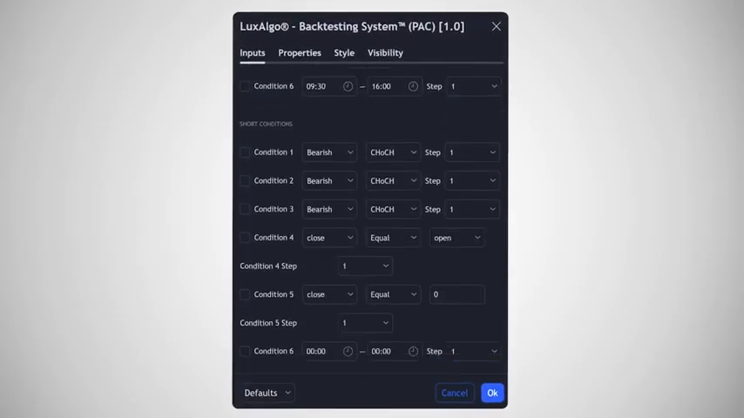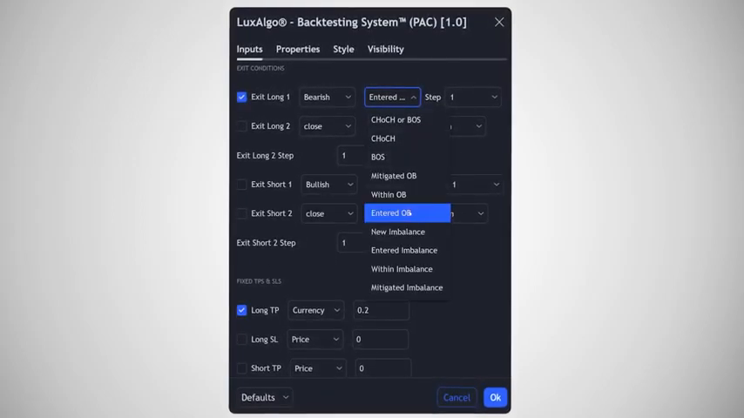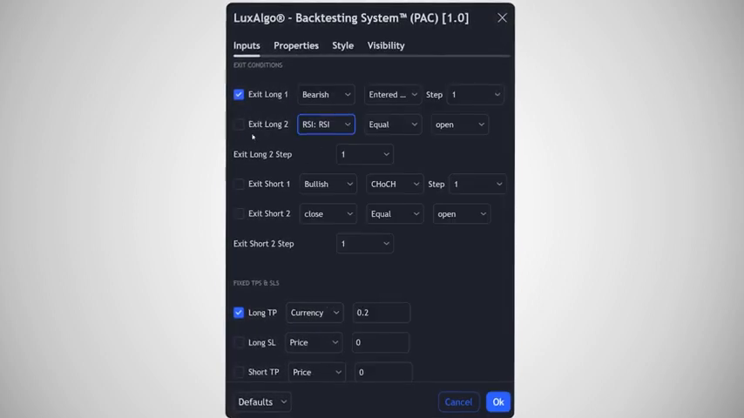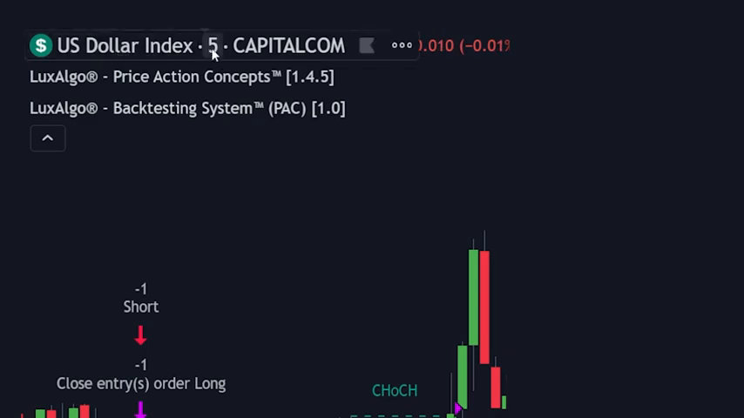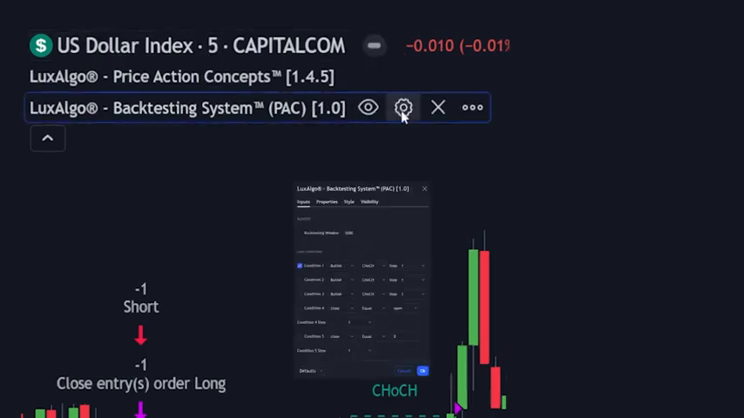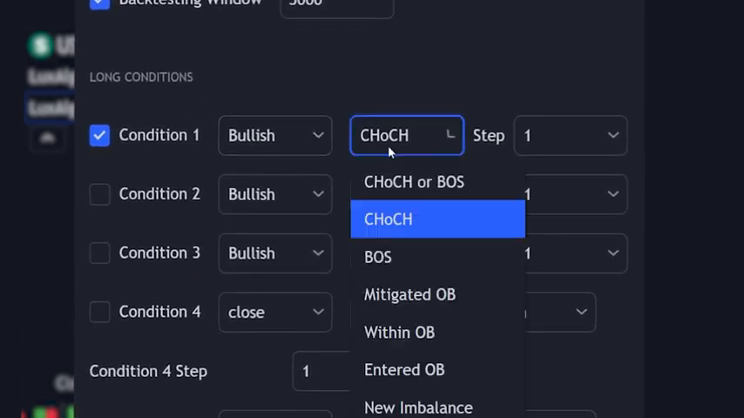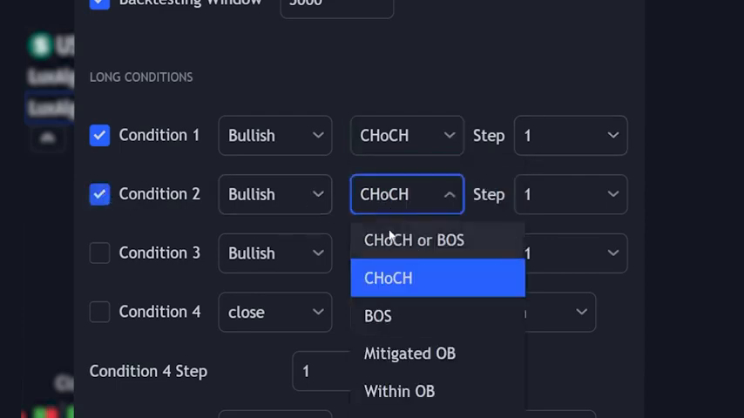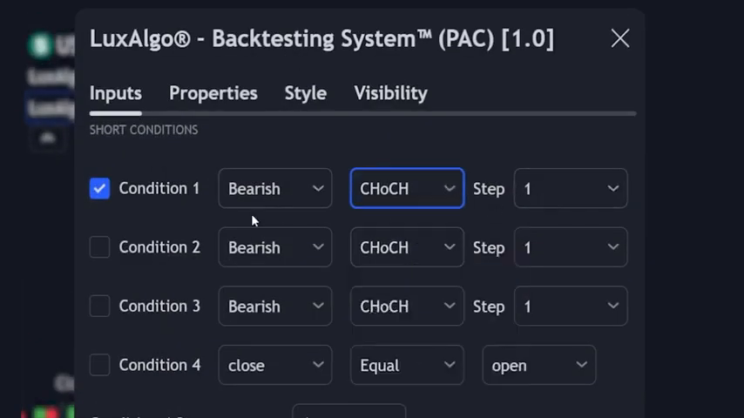And we also allow users to create exit conditions for strategies from the included market structure, order blocks, and imbalance, as well as external indicators based on this same step system. So here's an example of how we could make a strategy using this script within the backtesting system. So we're on the DXY 5-minute chart, and we're going to set up the features to have a backtesting window of 5,000. And then for the long entry conditions, we're going to wait for a bullish change of character as step 1. Then we're going to wait for price to enter a bullish order block for an entry as step 2. For short entries, we're going to do the exact opposite.